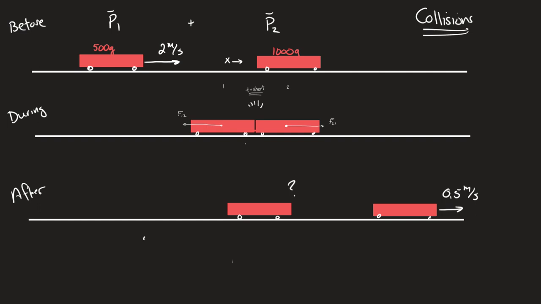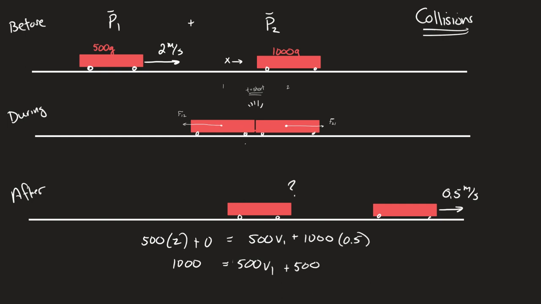All right. You did 500 times 2, correct? Plus 0 equals 500 times my unknown velocity plus 1,000 times 0.5. Is that what all of you did? Seems reasonable, right? That's 1,000 equals 500 V1 plus 500. So you did your arithmetic and found that V1 equals 1 meter per second.